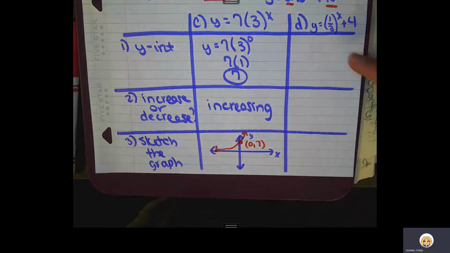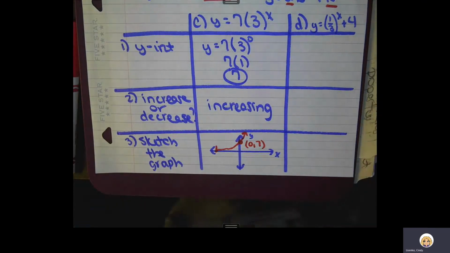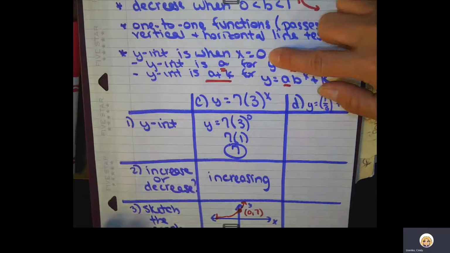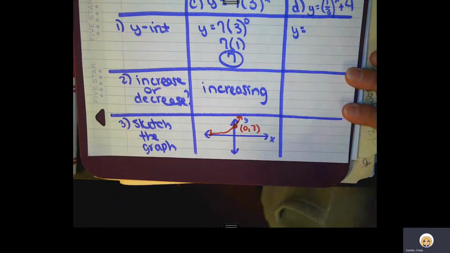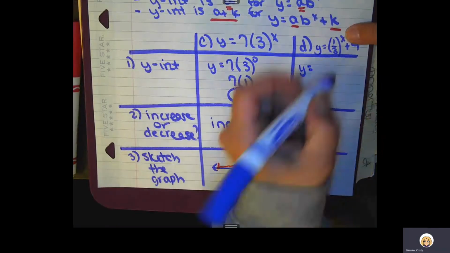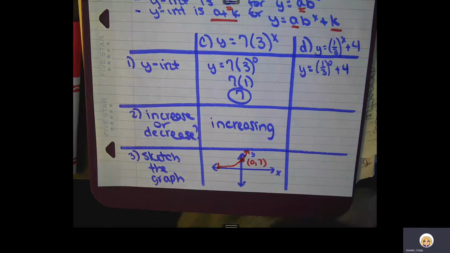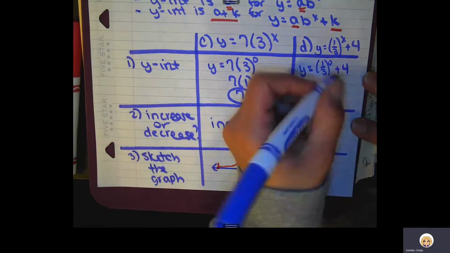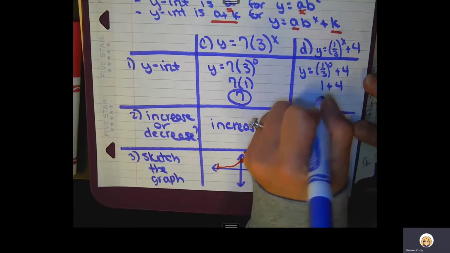So this time we've got something added to the end. First thing we're going to do is find the y-intercept. So remember, the y-intercept is when x is 0. So we're going to change our x to 0, and then we'll check it. So we have y equals, instead of 1/3 to the x, it's going to be 1/3 to the 0 power plus 4. Remember that anything to the 0 power is 1 according to our exponent rules. So this is going to be 1 plus 4, and that becomes 5.